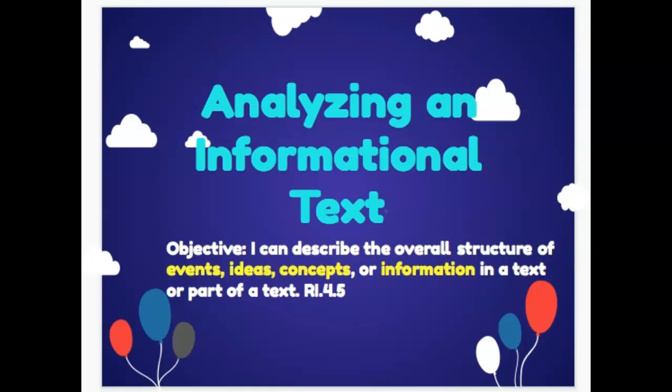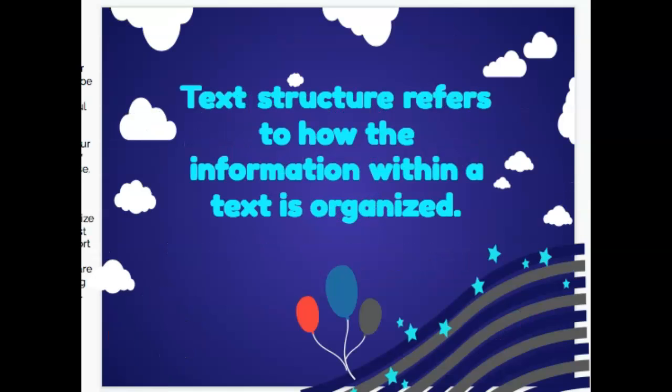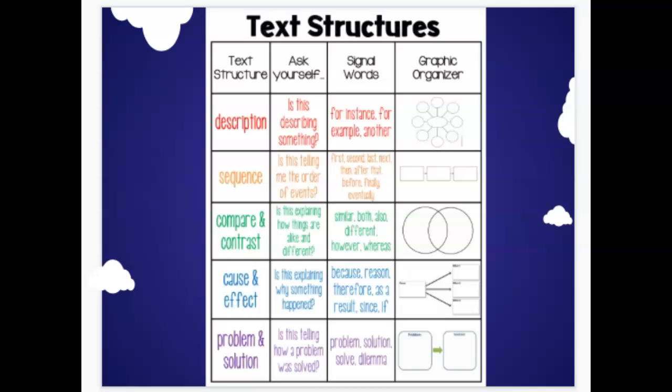Today we're going to analyze an informational text and review for tomorrow's test. Text structure refers to how the information within a text is organized. We have five text structures: description, sequence, compare and contrast, cause and effect, and problem and solution. We're going to have to read a text and identify which text structure was used, and also identify the topic and the main idea.